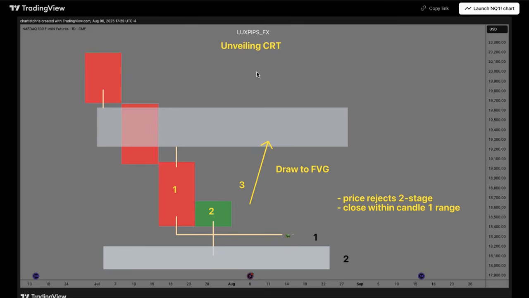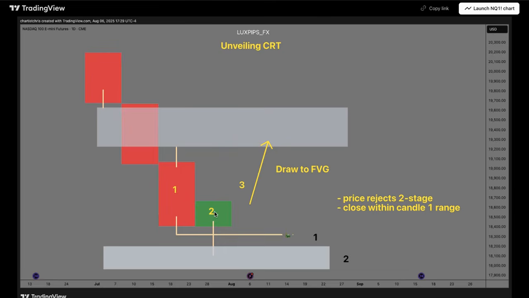So, unveiling CRT. As I see many people have questions about this. It's fairly simple to understand. So, now we know about the two-stage liquidity. Now you know that FEGs are used as draw on liquidities. So when you see the third candle of the FEG have an inside body or accumulates near an OB or IRL or ERL even, this is seen as candle 1.